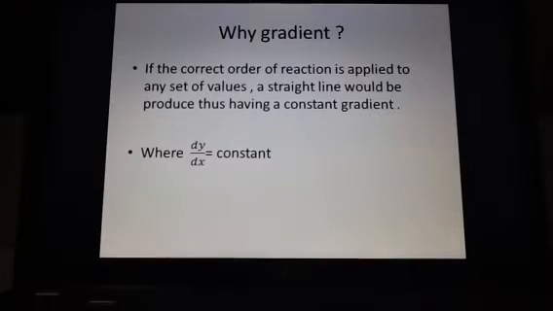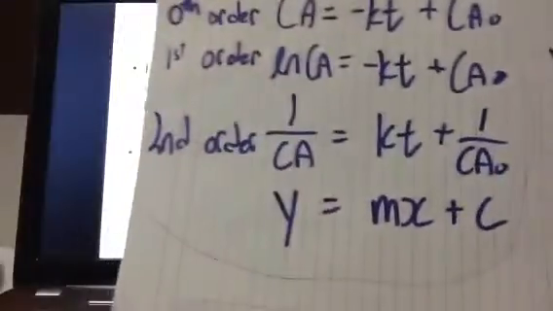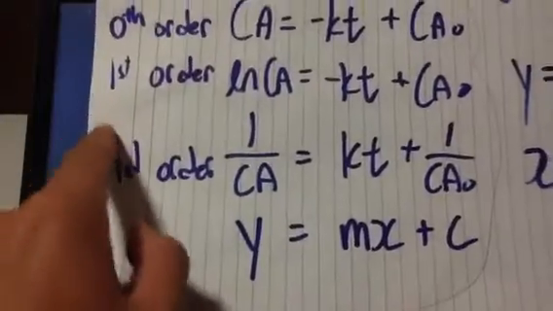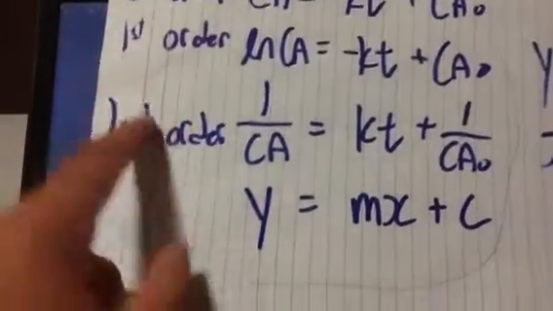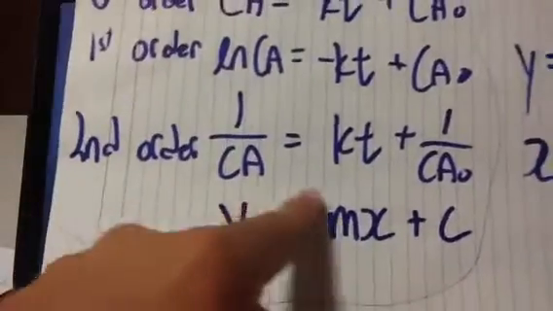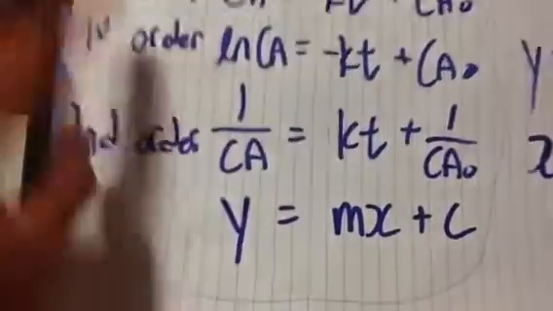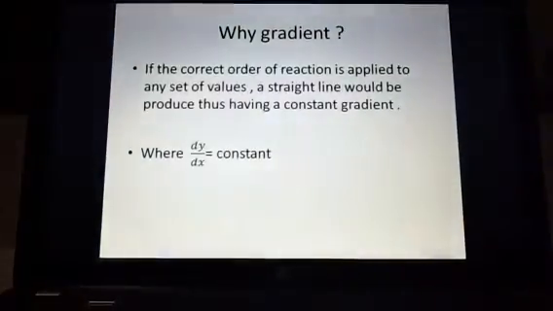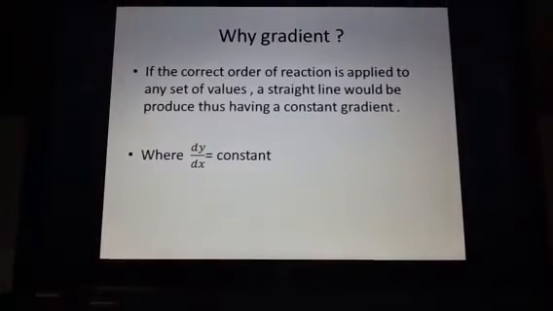So, the y gradient. If the correct order of reaction equation is applied to a set of values, a straight line would be plotted, thus having a constant gradient, where dy/dx equals a constant. So for example, if I have a second order reaction and its concentration and time are given to me, if I plot against this equation, I would get a straight line, which means I will get a constant gradient.